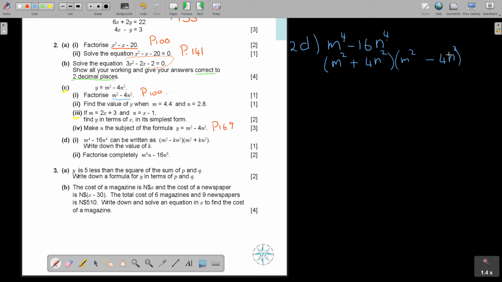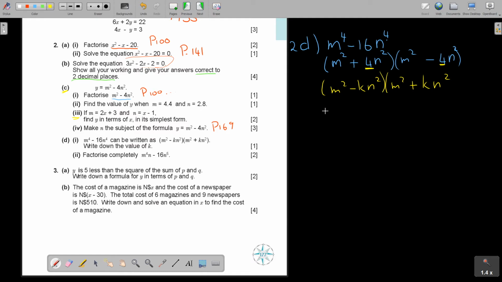And now I'm basically just going to look. Now, what did they say? If you look at what they compare here, can I just show you? They have m squared minus kn squared, and this is m squared plus kn squared. So k is every time standing in the place of 4.